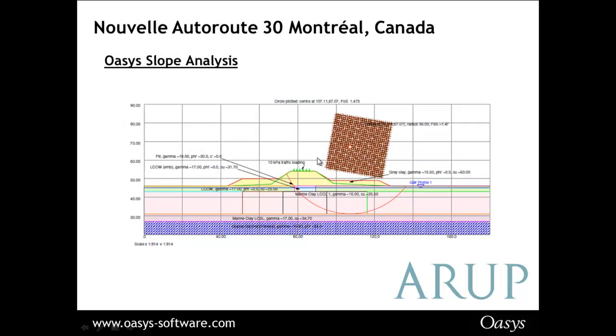As you can see, we've got some loading from the traffic at the top. We've got the embankment and formation with various properties. The grid has been chosen here, so they're looking for the worst case slope stability surface, and you can see this slip surface here is the worst case. We've got marine clay and groundwater shown as well. So it just gives you an idea of the kind of properties of Slope and how it's used on a bigger project.